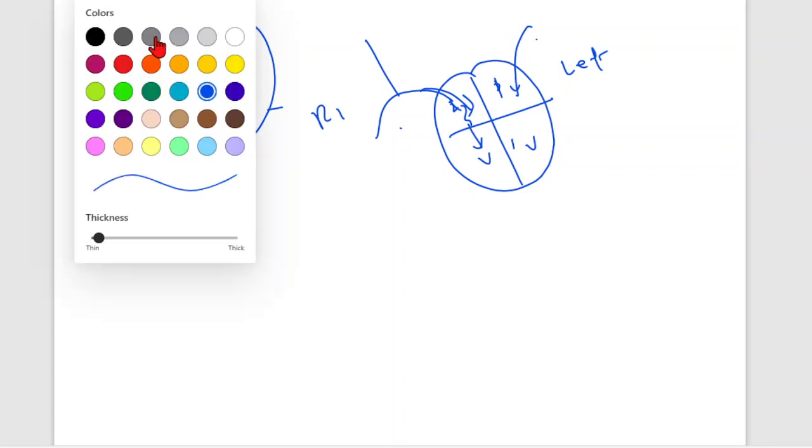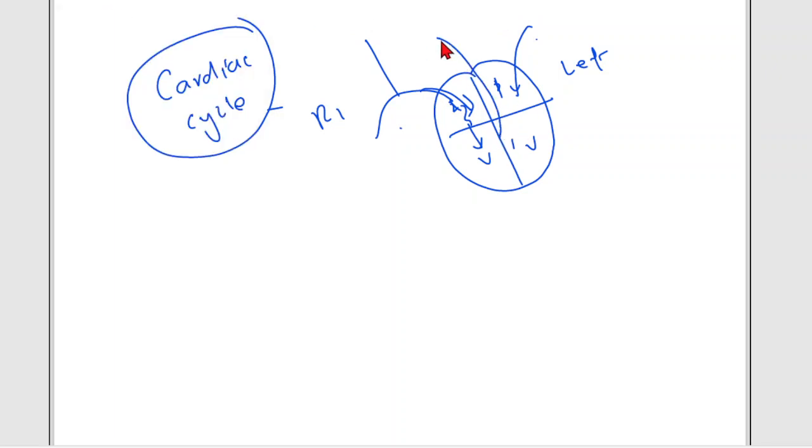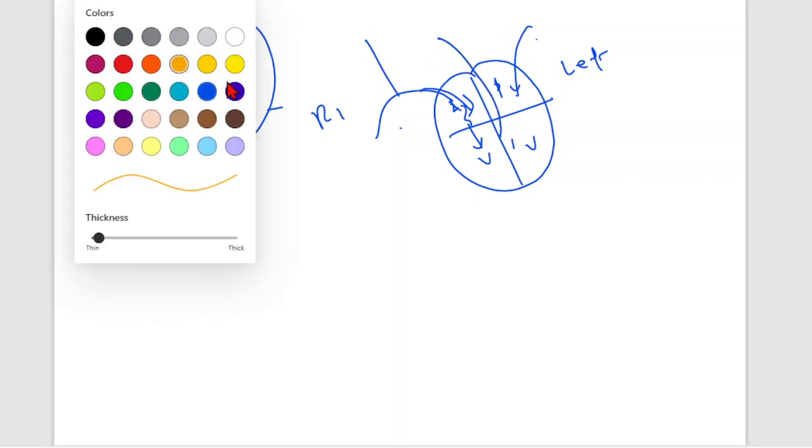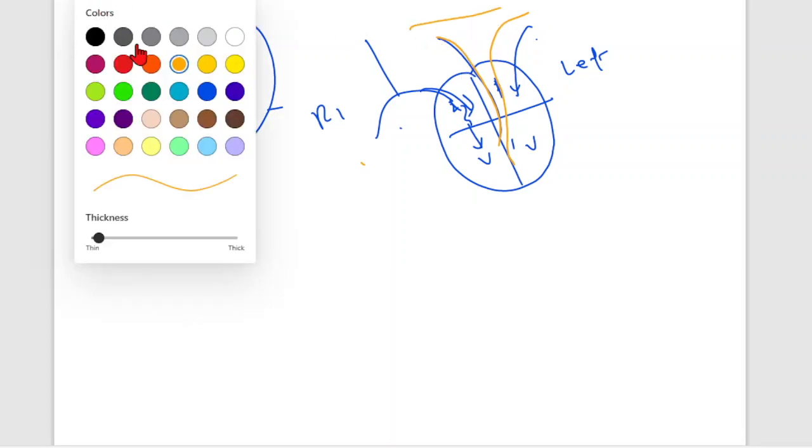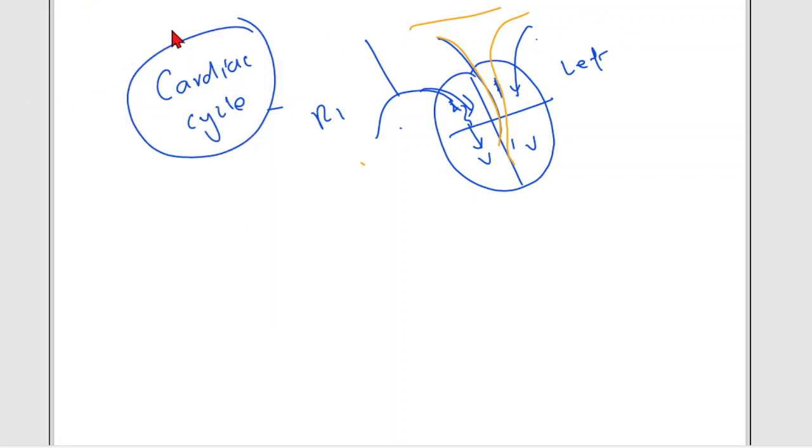I will draw it. From here it moves toward the pulmonary trunk. And from the lungs it comes to the left atrium and left ventricle, and from the left ventricle it goes through the aorta to the whole body. So this is the simple mechanism.